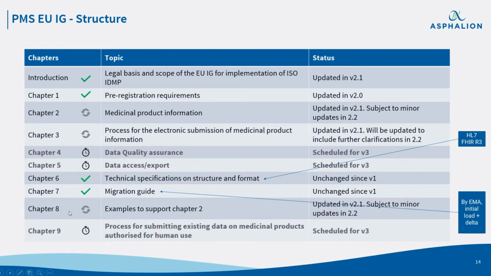Then chapters 4, 5, and 9 are not released yet. They are scheduled for version 3 of the guidance. We can expect that not this year for sure. And then chapters 6 and 7 remain unchanged since version 1. Maybe chapter 7 is an interesting reading because this is the one that is defining how EMA will migrate our data that is currently in XEVMPD into PMS, the database that is IDMP compliant, let's say.